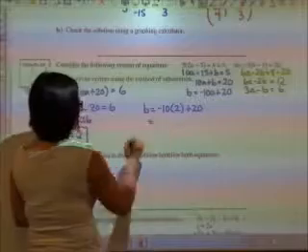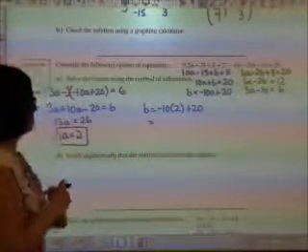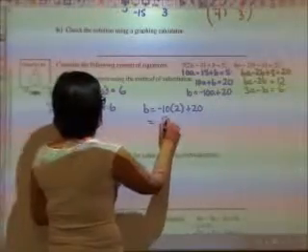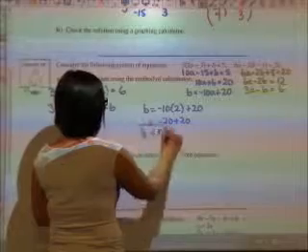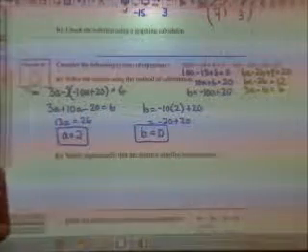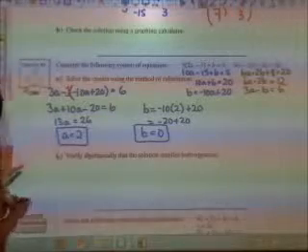So b equals negative 10 times 2 plus 20. And I actually get 0. So I have that b is equal to 0. So then my solution, a equals 2, b equals 0.